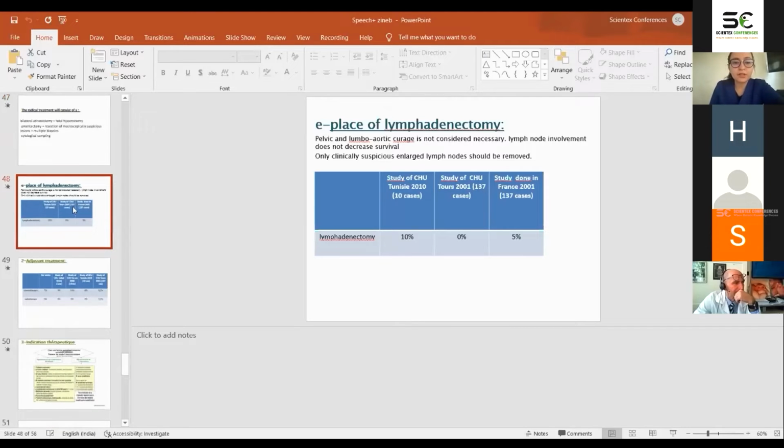Concerning the lymphadenectomy, pelvic and lumbo-aortic curage is not considered necessary. Lymph node involvement does not decrease survival. Only clinically suspicious enlarged lymph nodes should be removed.